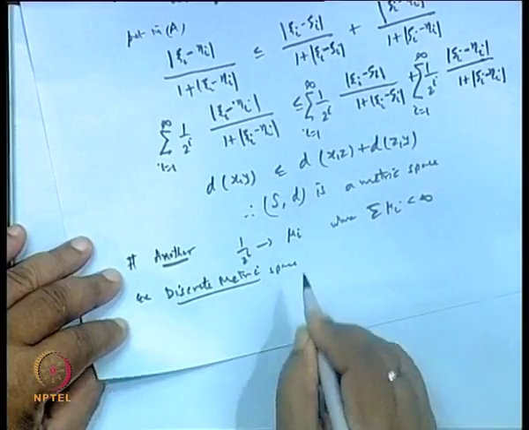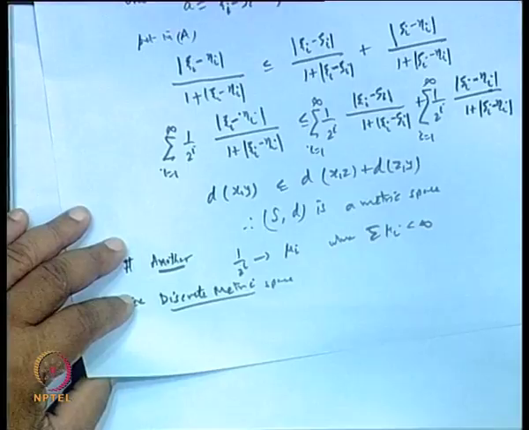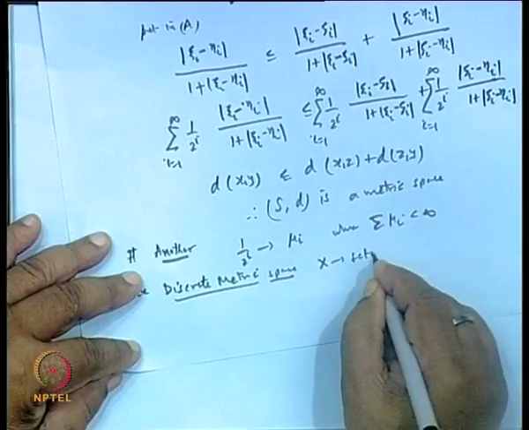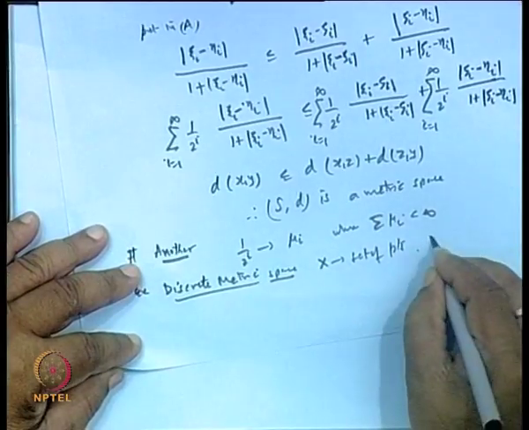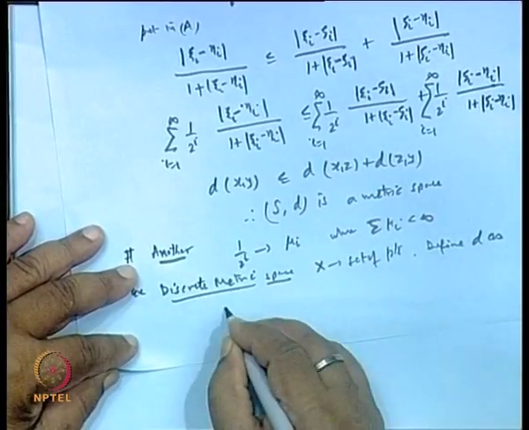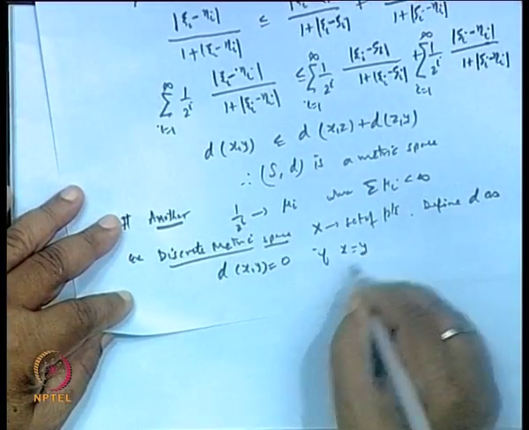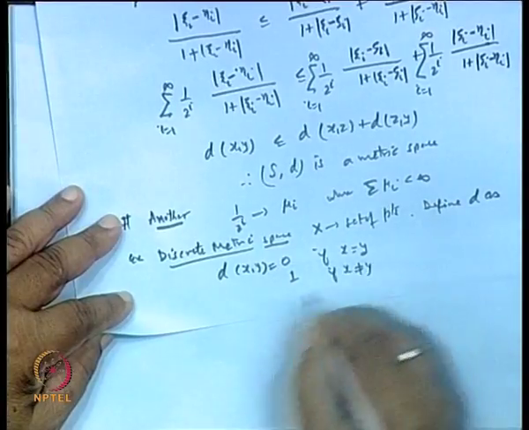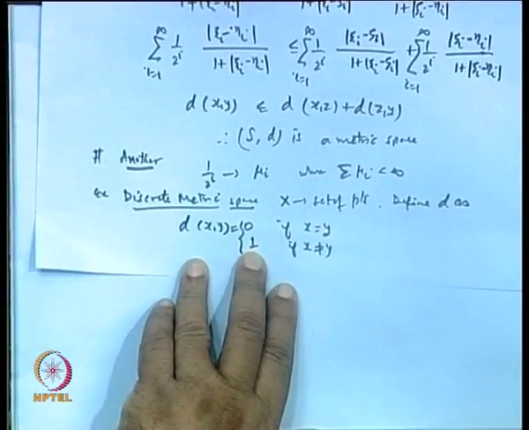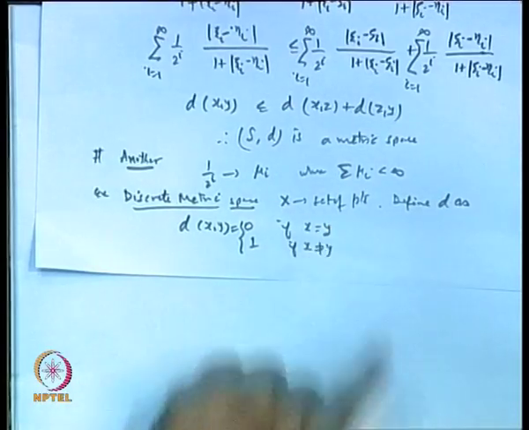And the last example is a discrete metric space. Here we take X to be the set of all points, and define d as d of x y equal to 0 if x equal to y and 1 if x is not equal to y. Then this is a non-negative real valued finite quantity. It is 0 if and only if x is y.